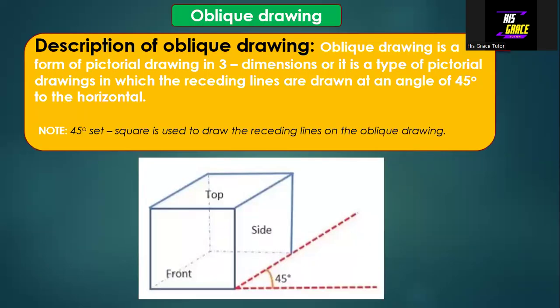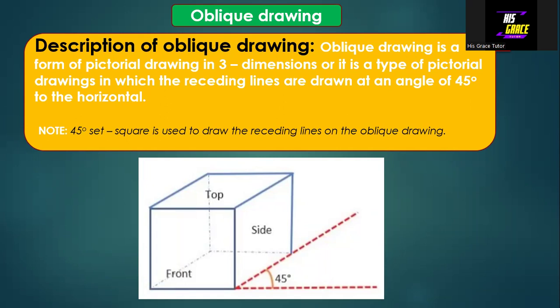So, description of oblique drawing, as you can see on the screen. Oblique drawing is a form of pictorial drawing in 3 dimensions, a type of pictorial drawing in which the receding lines are drawn at an angle of 45 degrees to the horizontal. We have talked about isometric drawing, and in that case, the receding lines are drawn at an angle of 30 degrees to the horizontal.